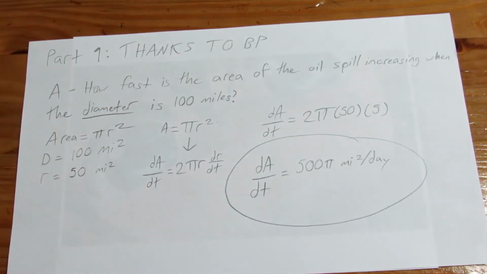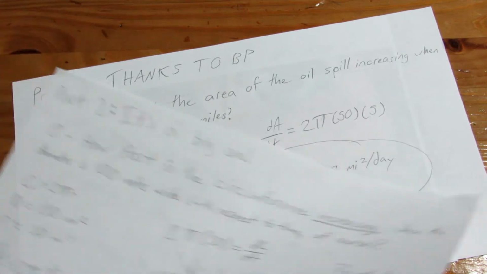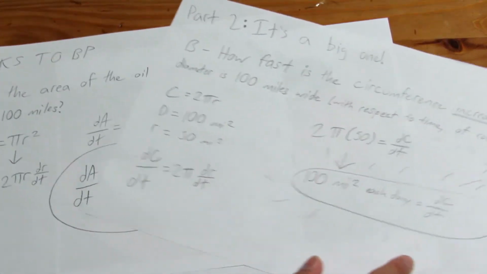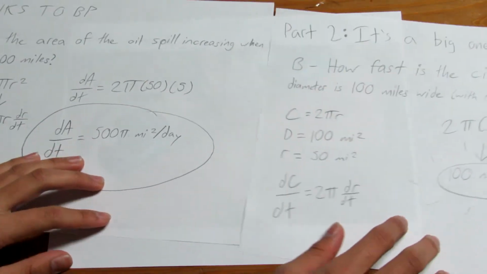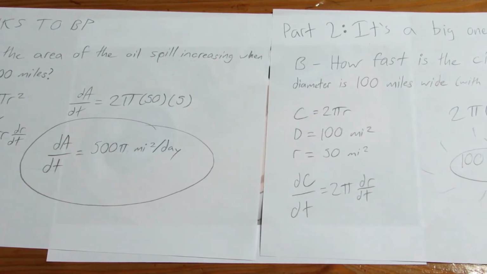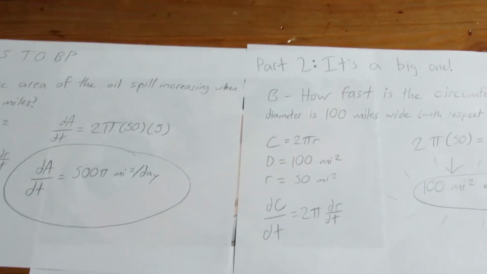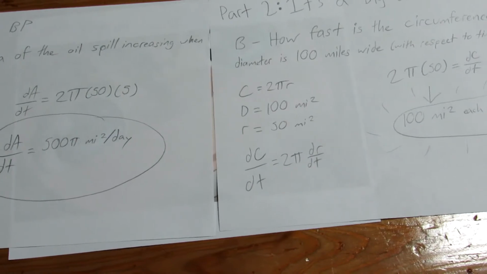So as you can see, our answers are 500 pi miles squared for the rate of change of the area of the oil spill, and 100 miles for the rate of change of the circumference of the oil spill. Here's a comparison of the work processes for the two problems.